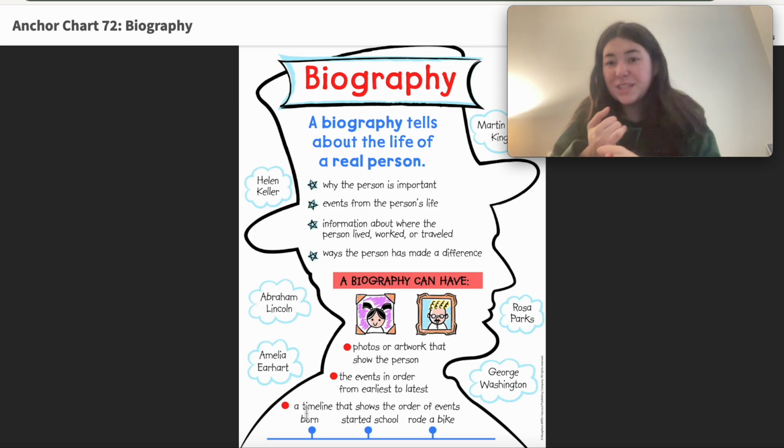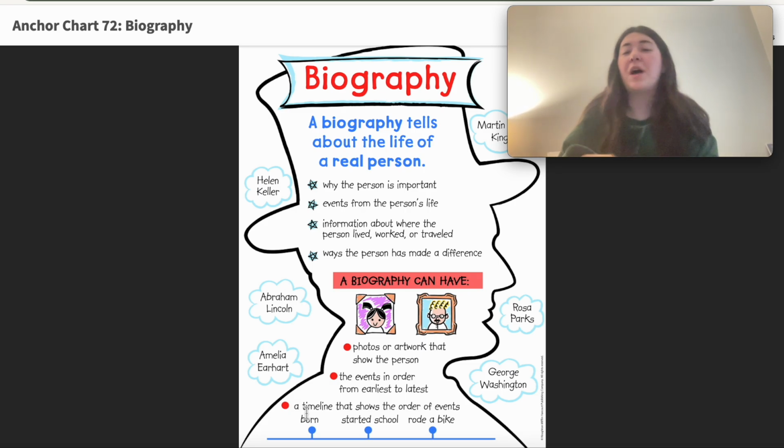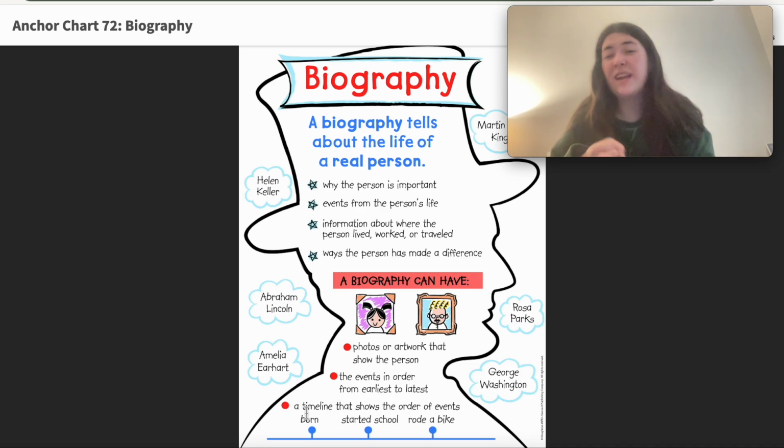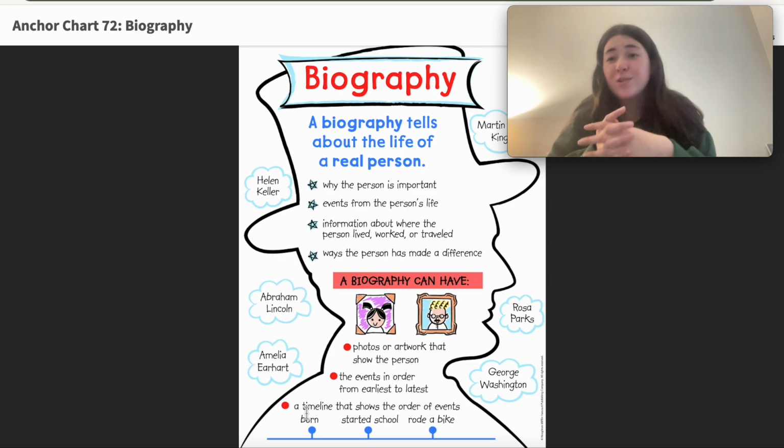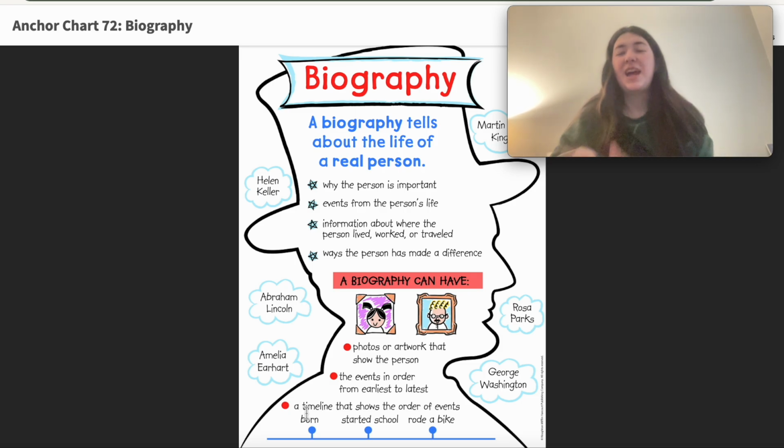We learned why she's important, that she was the first woman to ever fly a plane. We learned events from her life about how she was not the greatest pilot at first, but she got so much better, that she was taking pictures of people and working other jobs before she was flying. We learned information about how she worked or traveled, where she flew, and why she made a difference, because she showed other women that they could also be pilots. So that was a perfect example of a biography.